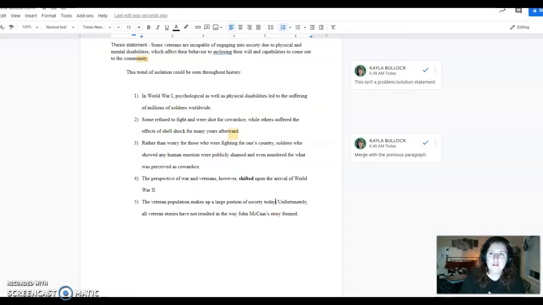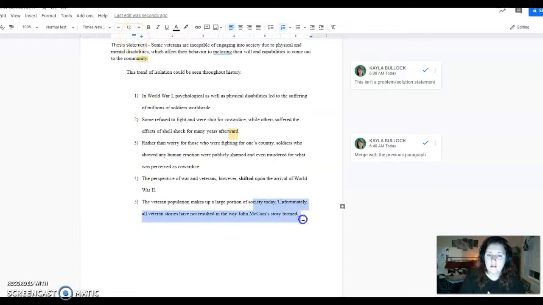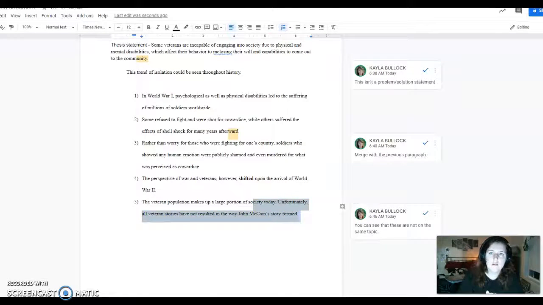Okay? So this is a good strategy to determine if your paragraphs are staying on topic: putting the topic sentence next to the closing sentence, the link sentence. All right. See that these are not on the same topic. All right.